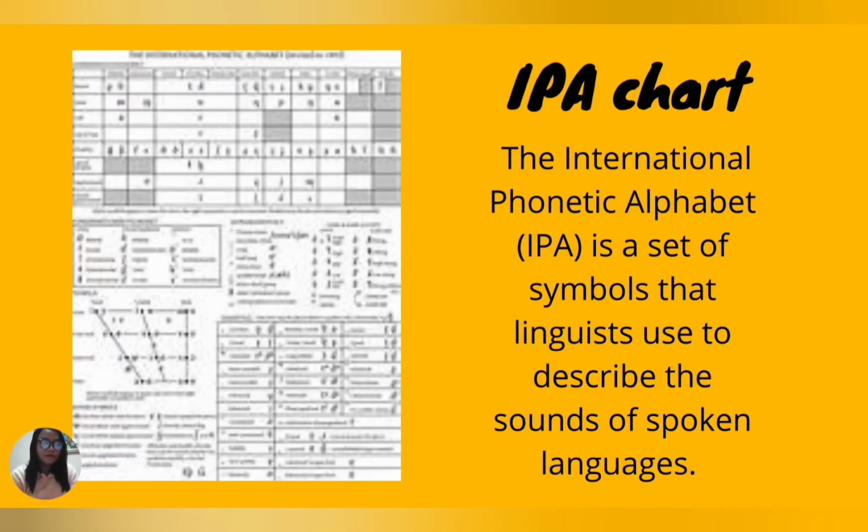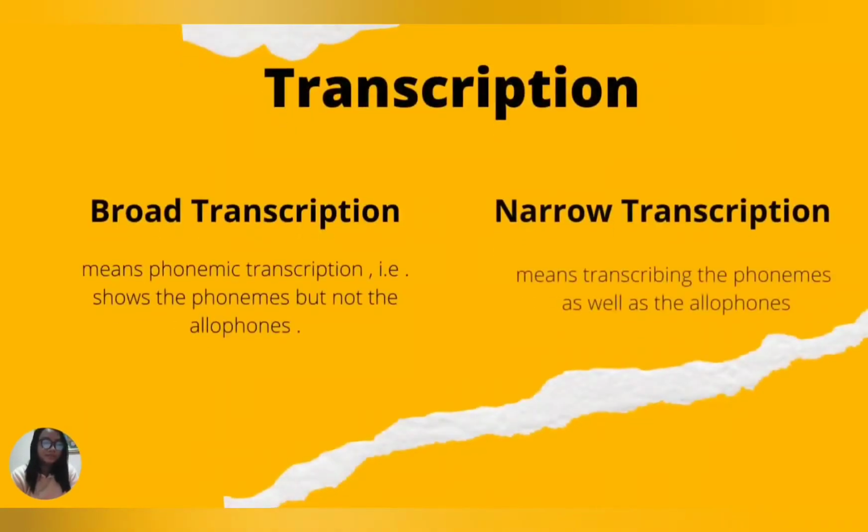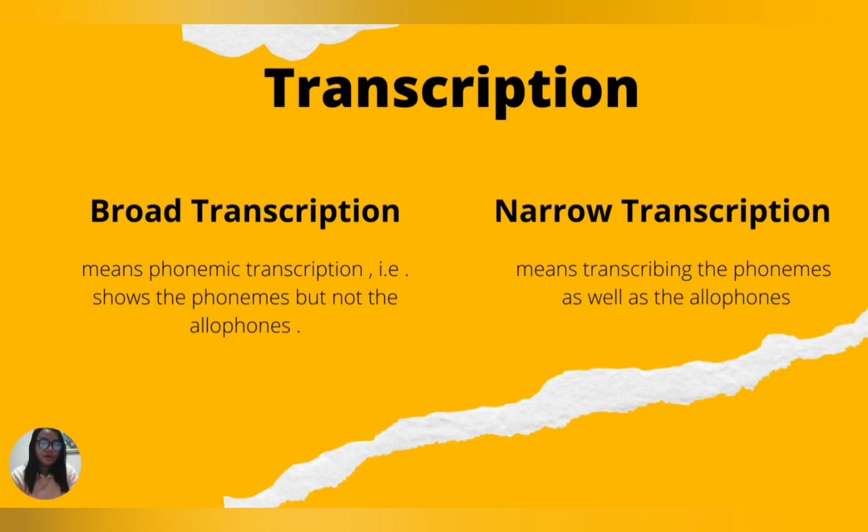And what is the definition of broad transcription and narrow transcription? This is the definition. Transcription is divided into two: broad transcription and narrow transcription. Broad transcription, or phonemic transcription, shows the phonemes but not the allophones. And narrow transcription means transcribing the phonemes as well as the allophones.